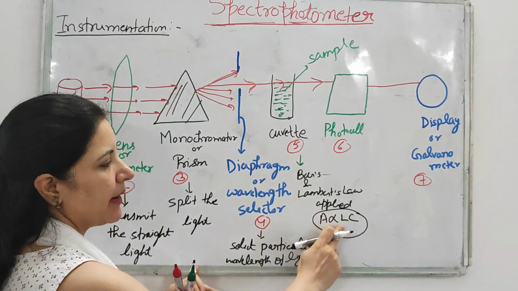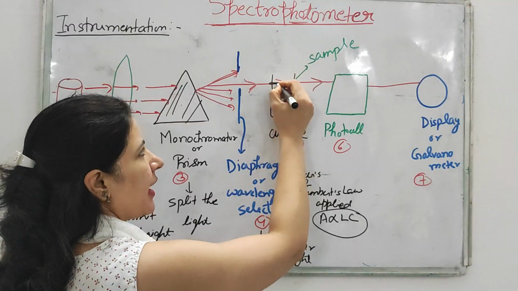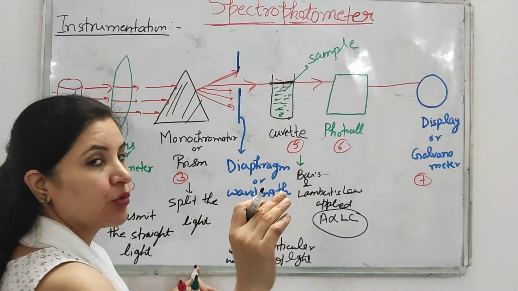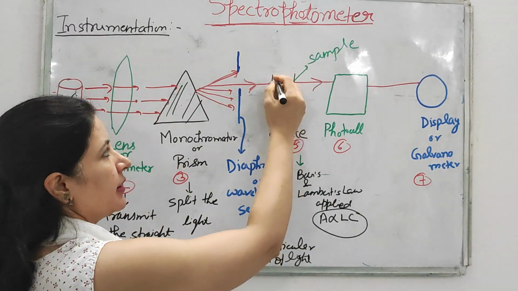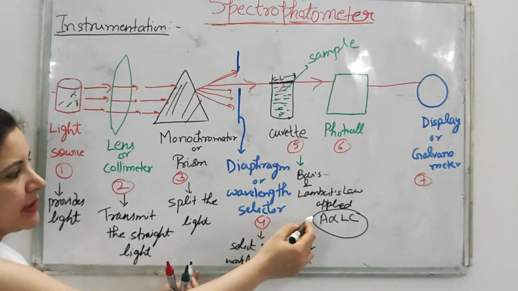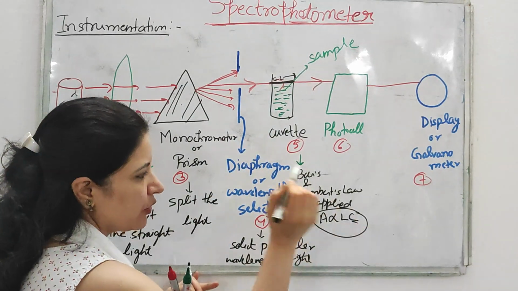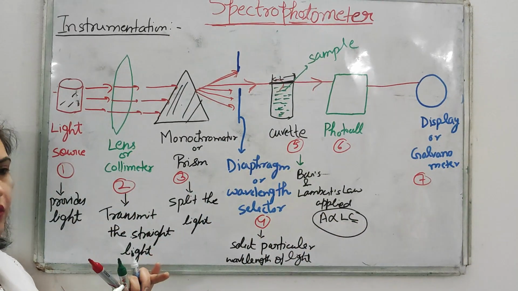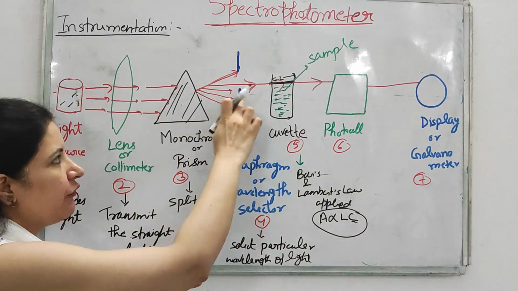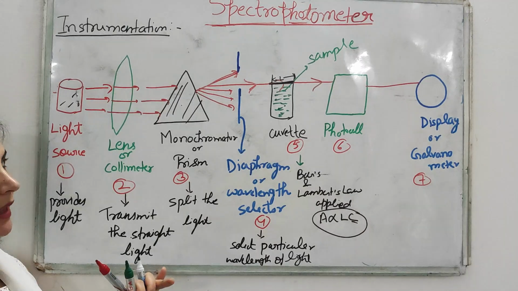This absorbance will depend on your path length. Path length is this length, the length the light travels when it passes through your sample. This is the path length, this one is your L. Absorbance is directly proportional to your path length and directly proportional to your concentration, according to that particular wavelength when it passes through the cuvette sample. Absorbance will be there.